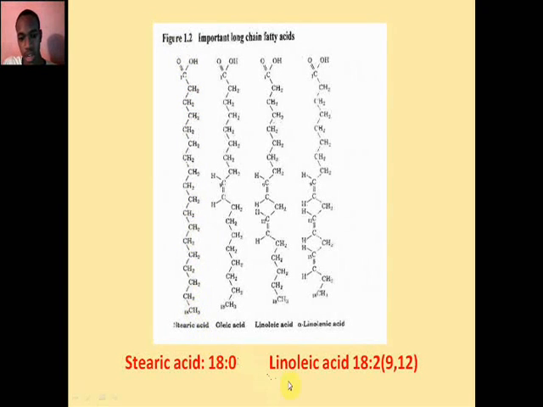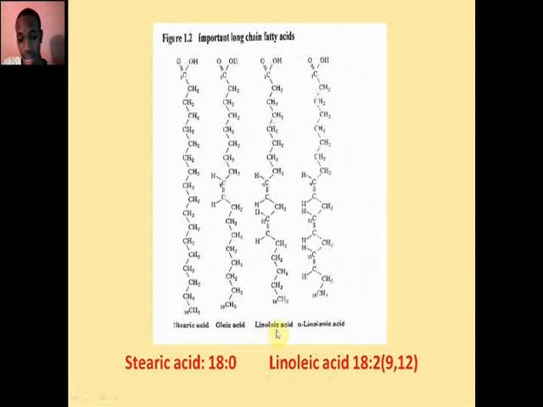And here we see another fatty acid, linoleic acid, and we see 18:2. That means it has 18 carbons and 2 double bonds apart from the carboxyl group. And in brackets we see 9,12. That basically shows the position of the double bonds from the alpha end, that's the end with the carboxyl group. So it's after the 9th carbon and after the 12th carbon that you would find the double bond.